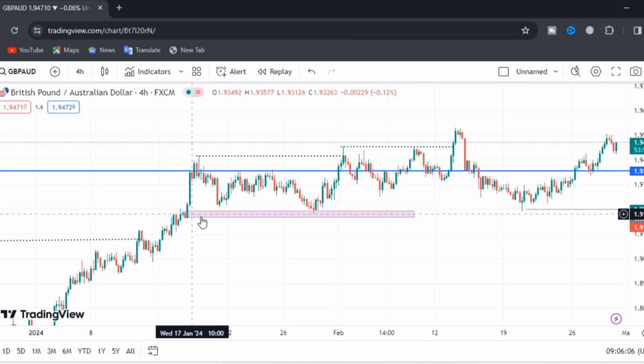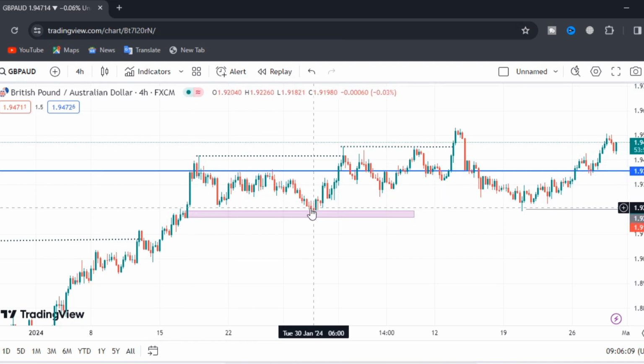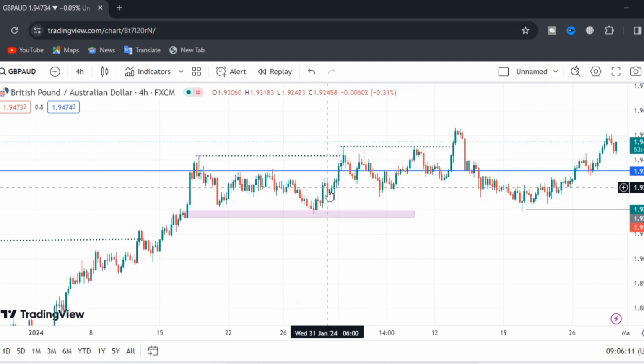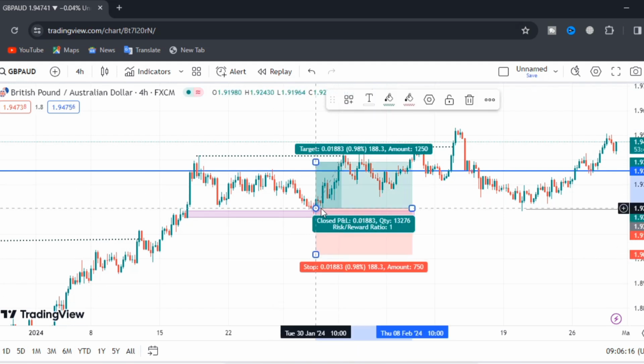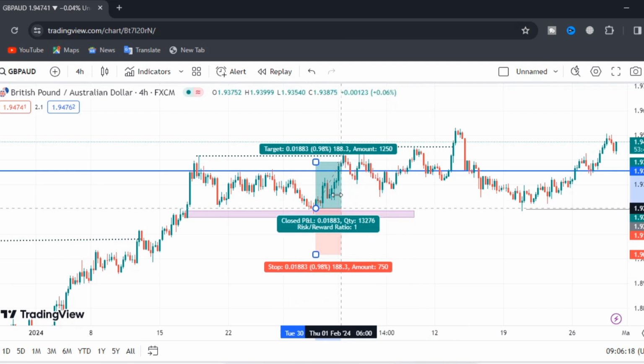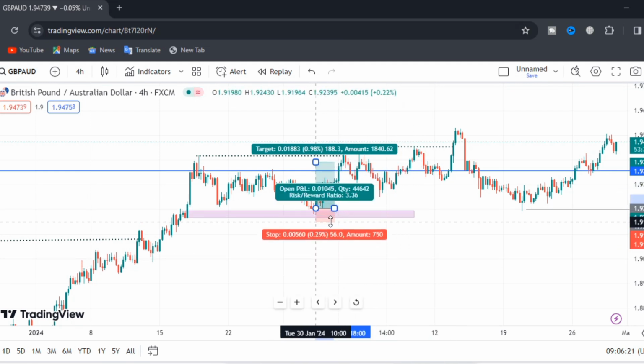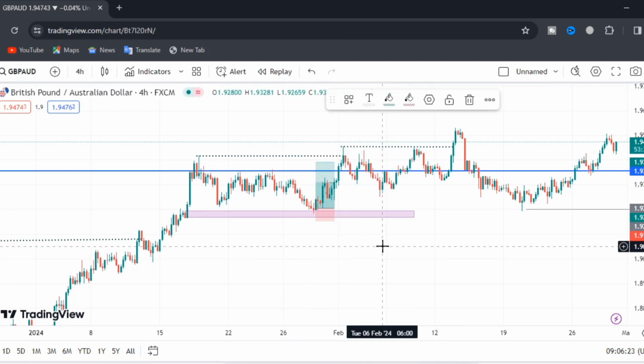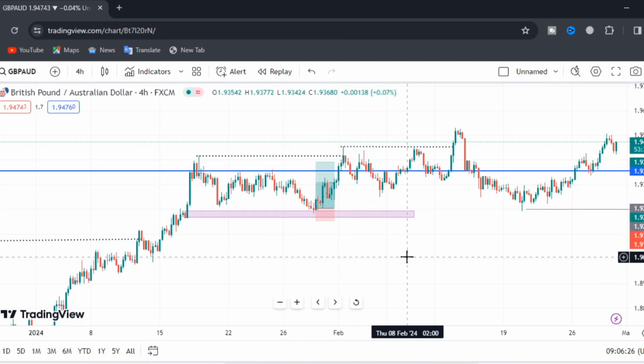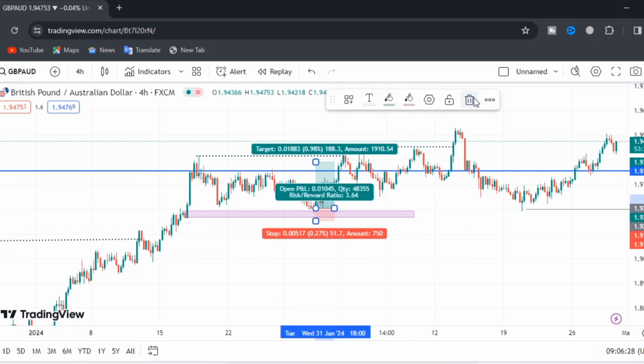So when the market came back to our order block, of course, it went up. Here it would have been easy to enter the market just after getting your confirmation in the lower time frame. I hope you get that, guys.